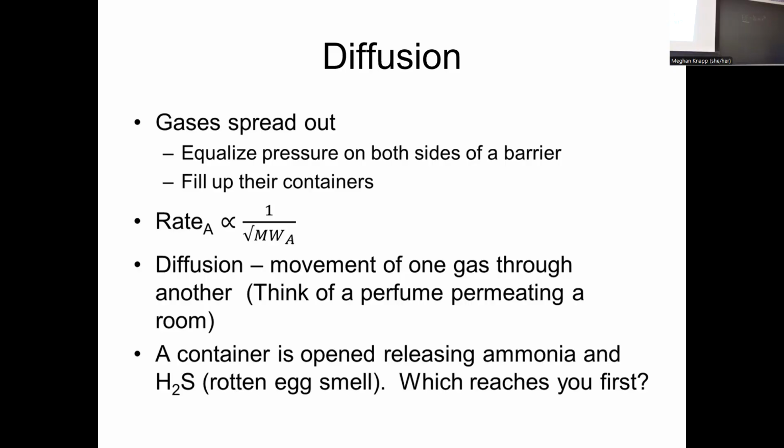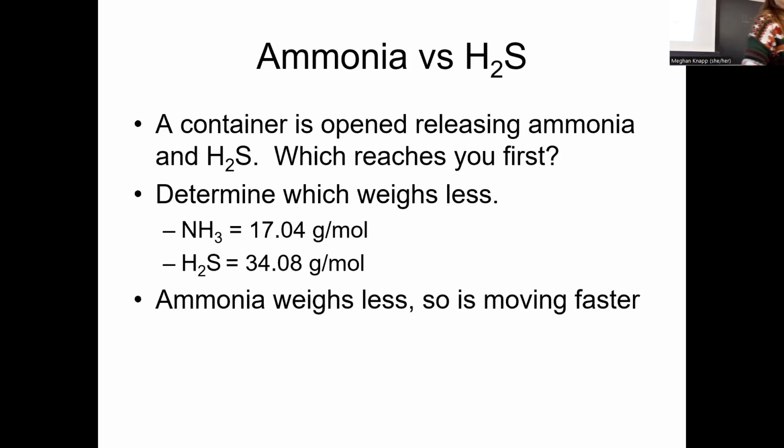So what we're going to have to do is think about what are the masses of the molecules. Anybody remember what the formula for ammonia is? NH3. So we've got NH3 and we've got H2S. We look at the masses of those two and we see that NH3 is 17 grams per mole and H2S is 34. So the ammonia, the NH3, weighs less, which means on average, those molecules are moving faster. So Caden's going to smell the ammonia long before he smells the rotten egg smell of the hydrogen sulfide.